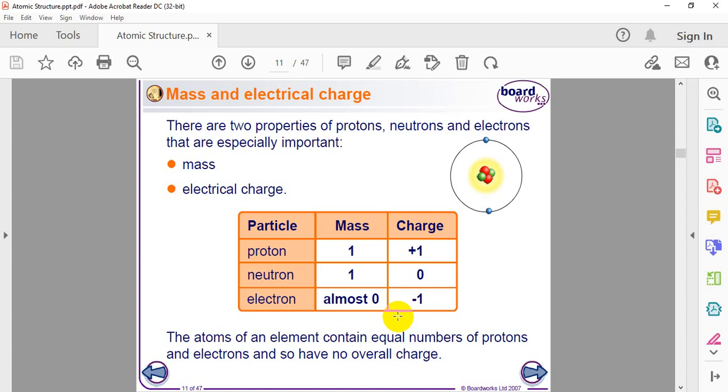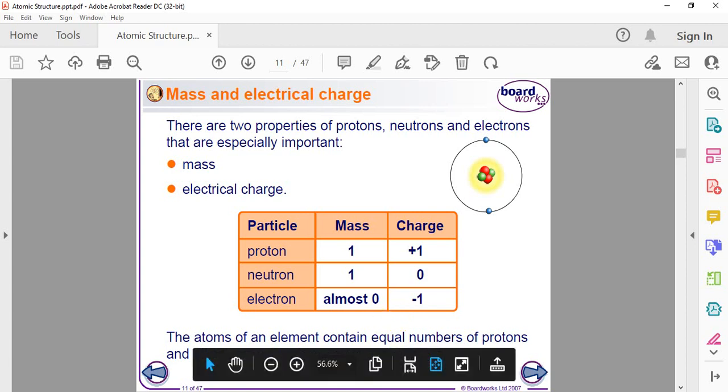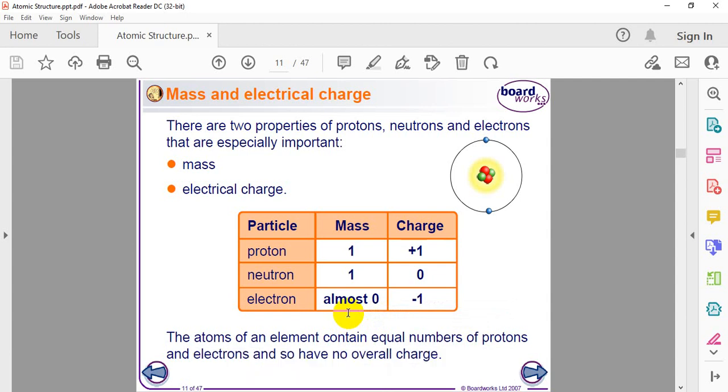So looking at the table over here, we have proton, neutron, electron. There are 2 properties of protons, neutrons, electrons. These are mass and electrical charge.